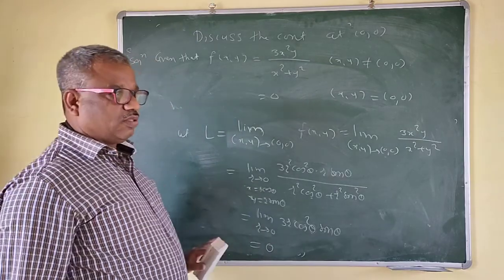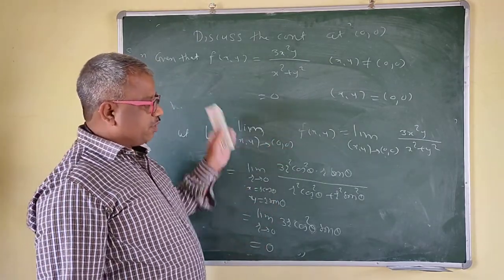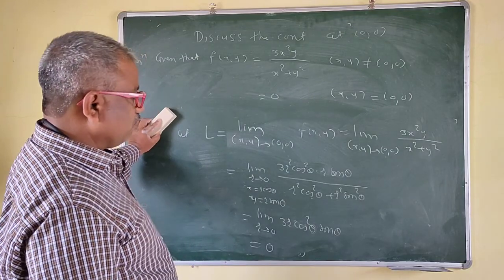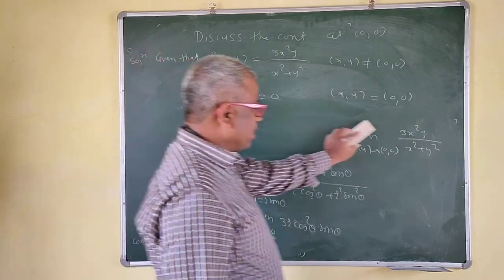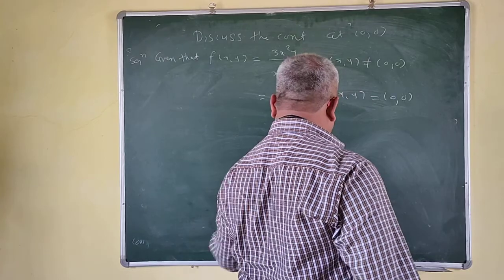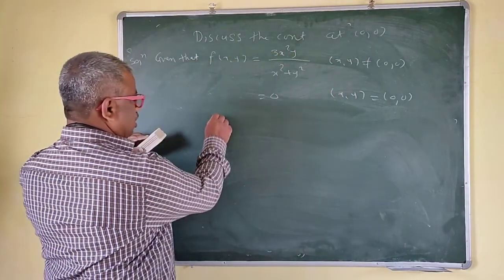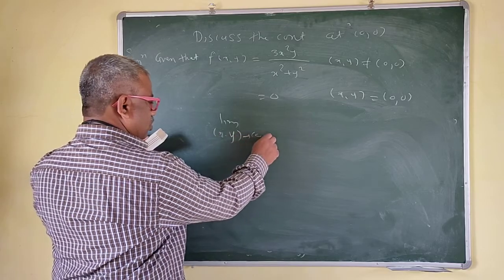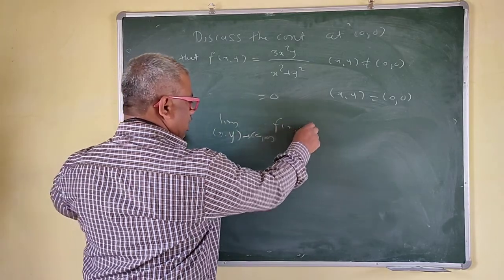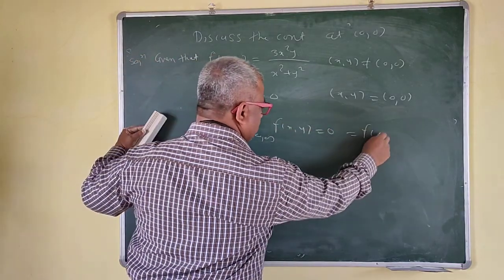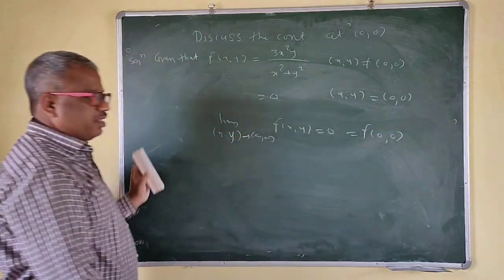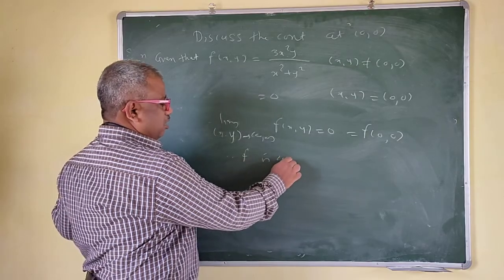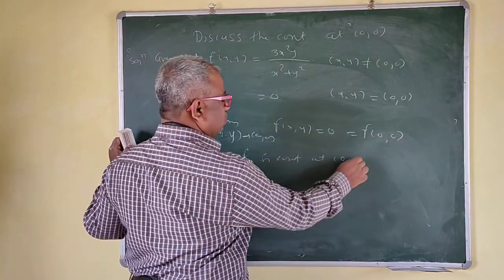From polar form, whatever answer we get, if this limit depends on theta, then only the limit does not exist. If it exists, then the limit will exist. Here the good thing is that your limit is same as 0. So therefore limit xy tends to 0, 0 f of xy is equal to 0, and this is same as f of 0, 0. So therefore f is continuous at 0, 0.